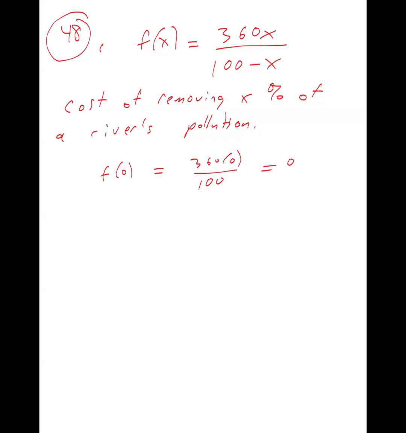Okay, so how many million dollars would it cost to remove 1% of the pollution? How much money would it cost to remove 1% pollution from the river? You could probably go there with some friends and maybe a couple of dump trucks or something, and plug in 1 for x to represent 1%. And what would you get? 360 times 1 is 360. 100 minus 1 is 99.